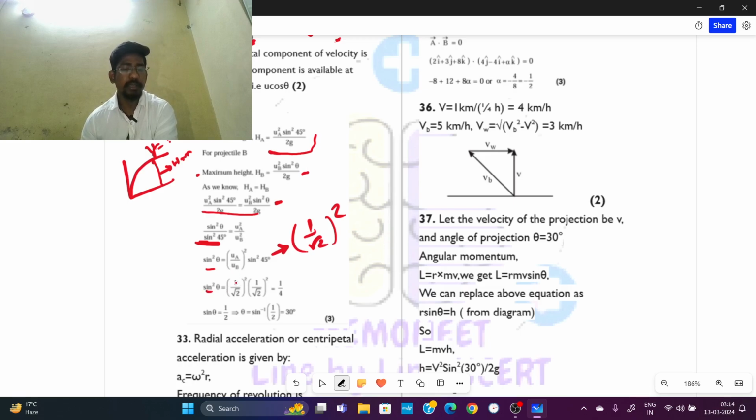That means sin square theta equals 1 by root 2 squared, but this one is also 1 by root 2. So therefore we will get sin square theta equals 1 by 4, that means sin theta equals 1 by 2, which is the value of sin 30 degree. That means theta will be equal to 30 degree.